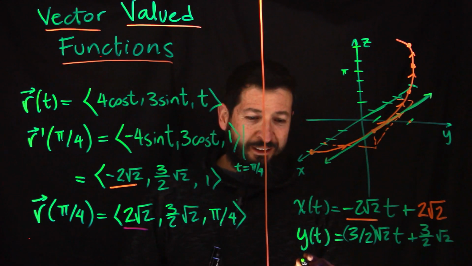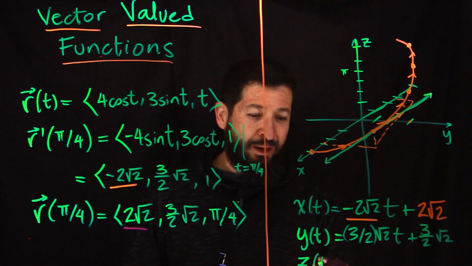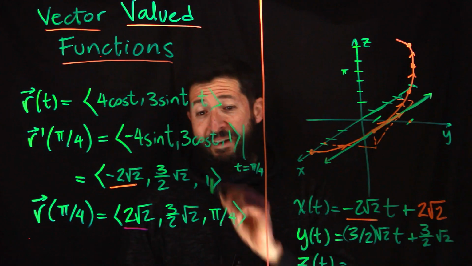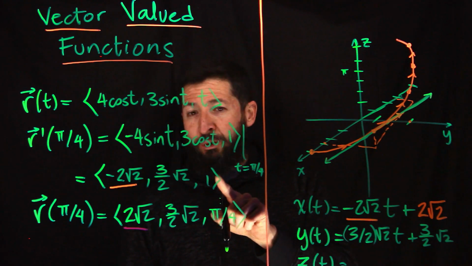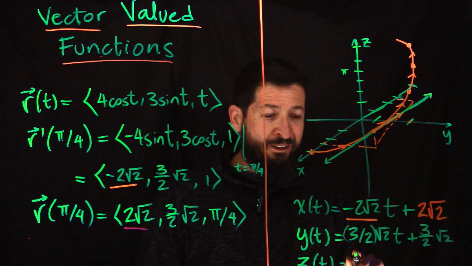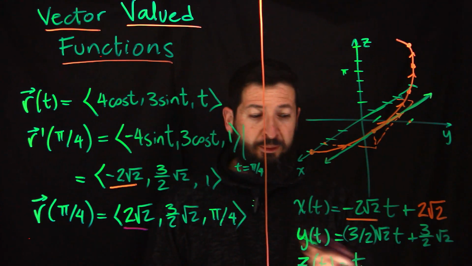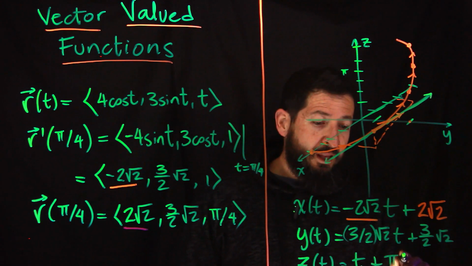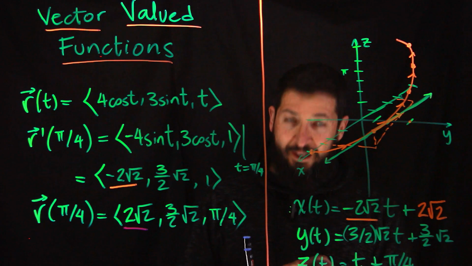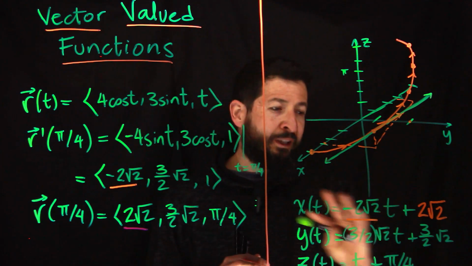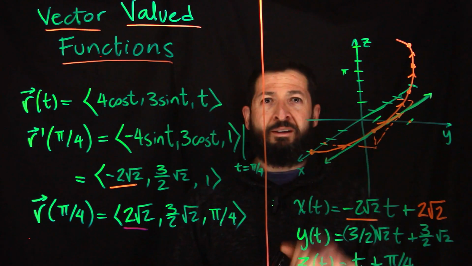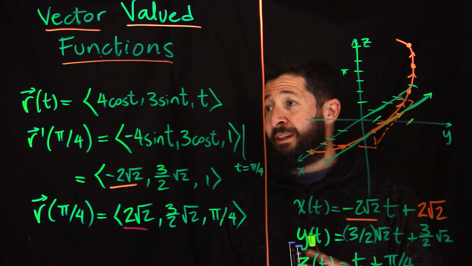And z, I'm not sure I can fit it. My monitor is blocked, sorry. But I'm going to write it. Hopefully, it does fit. And that's going to be your derivative is 1. So you're just going to have t times 1 plus pi over 4. And as I said, I plotted this on Desmos, so I'm going to put it on the screen. Hopefully you can see it.